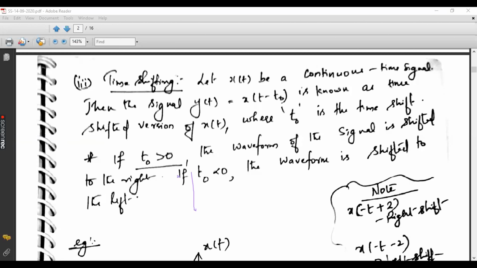The time shifted version of any signal can be represented as shown in this PDF. Just read that sentence. The time shifted version of any signal can be represented like this: y of t equals x of t minus t0.